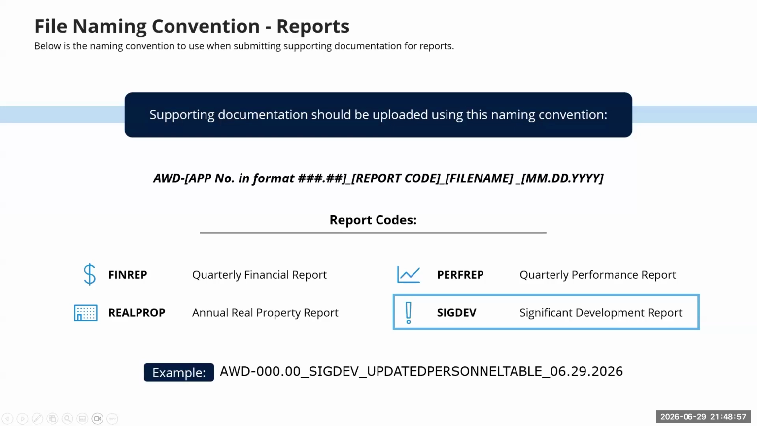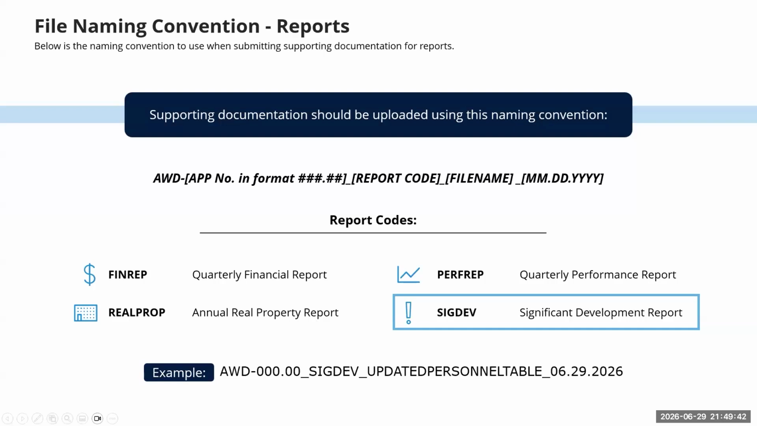The file naming convention follows this format: AWD, which stands for award, dash followed by your assigned application number, which you can locate in your grant agreement, then underscore, followed by a report code, which is SIGDEV for the Significant Development Report, then underscore the file name, underscore followed by the date of upload. The date should be in the format indicated on the screen, which is mm.dd.yyyy. Here is an example of the naming convention you'll use to upload a file to the Significant Development Report in the TxEF portal at the bottom of the screen.